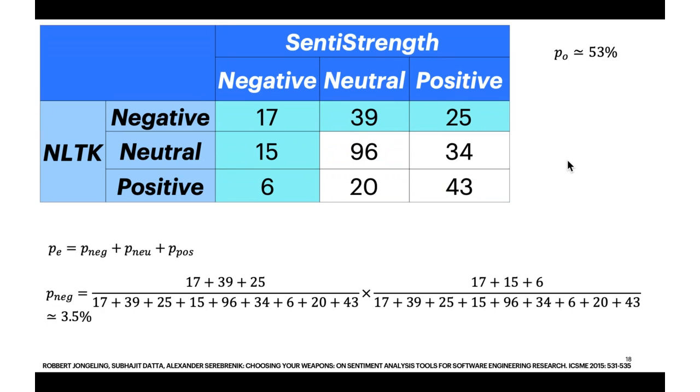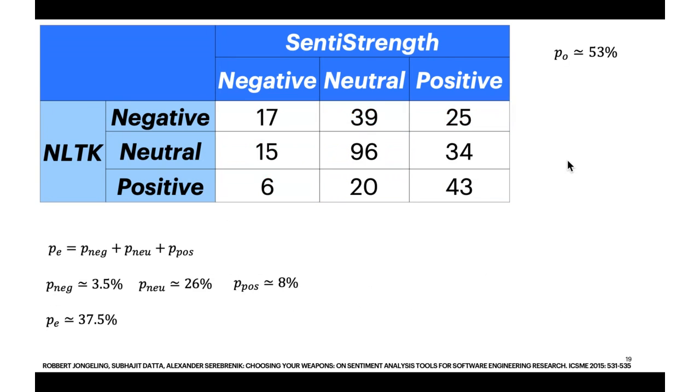So for example, for the expected agreement for the negative class, we compute the percentage of data points which have been recognized as negative by NLTK, and multiply it by the percentage of the data points which have been recognized as negative by SentiStrength. We assume that those two events are independent, so we can multiply them. Proceeding in the same way, we can compute expected agreement for the neutral class and for the positive class, and the total expected agreement is the sum of expected agreements for the three classes. In this case, we see that the expected agreement is 37.5%, while the observed agreement is 53%.